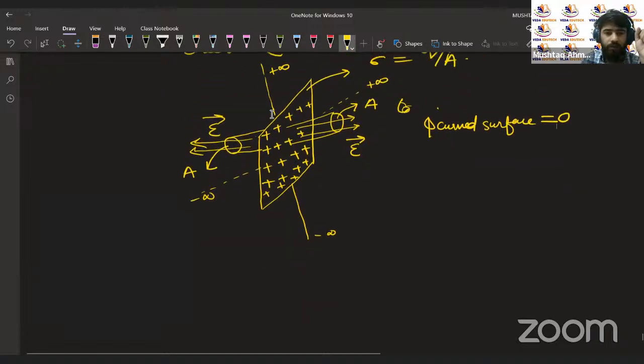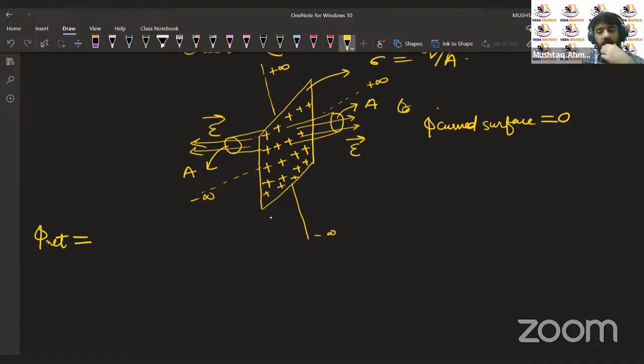So we can write here phi net will be equal to the flux because of this circular portion here, right? Let me call the electric field E here, and the direction of the electric field in both cases is along the direction of the area vector, right?